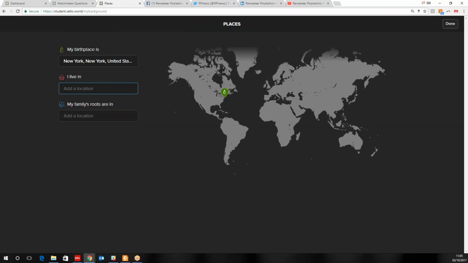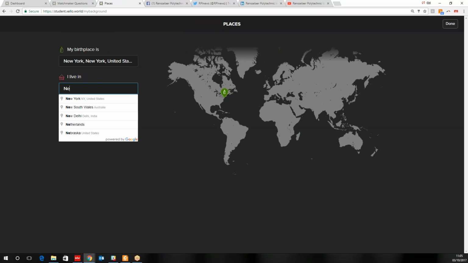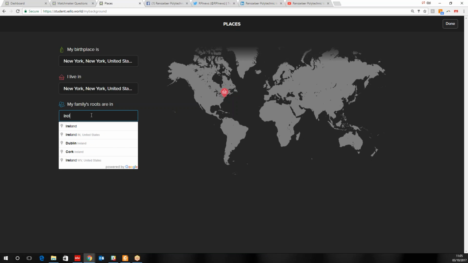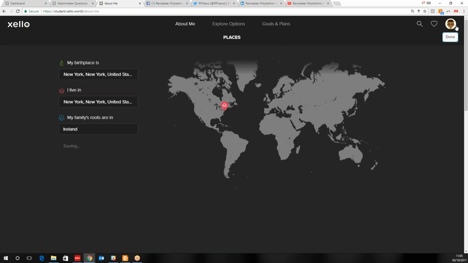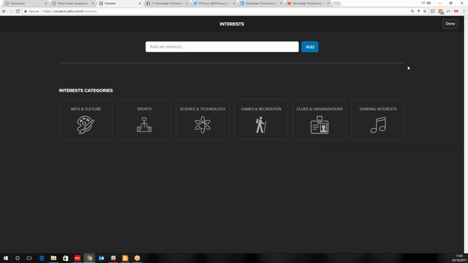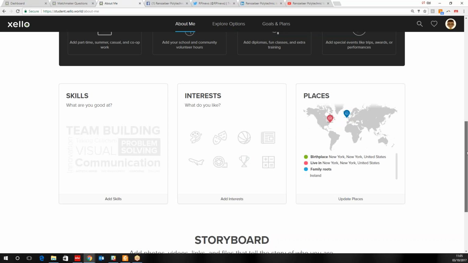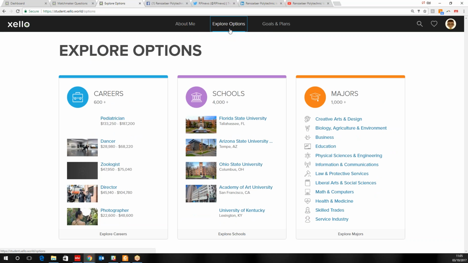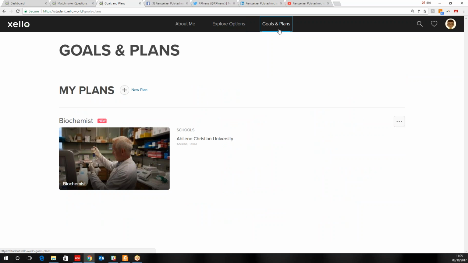So they're making it specific for themselves, making it authentic to themselves, and looking at what interests they have and likes and dislikes. Once they've done this, they'll move on to explore their options, which is what we did. And once they've done this, they'll move on to creating a plan and making it actionable.